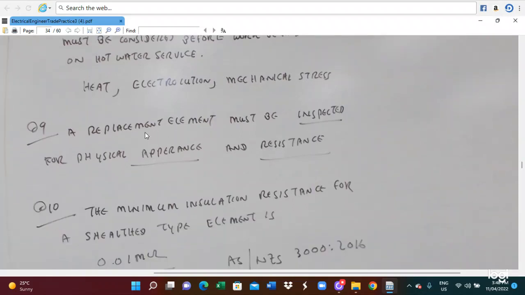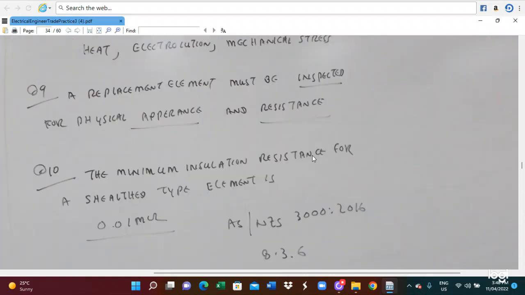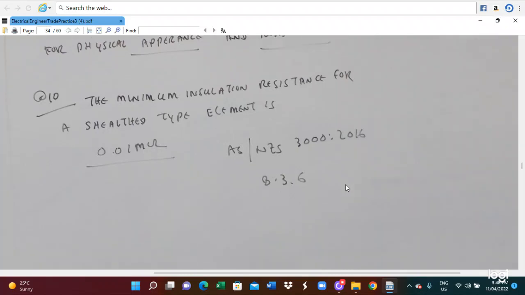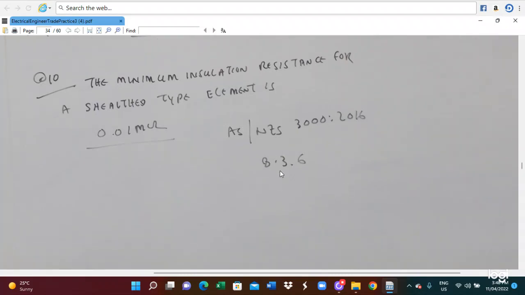A replacement element must be inspected for physical appearance and resistance. The minimum insulation resistance for the heating element is 1 MΩ. It follows the AS/NZS 3218 edition, clause 8.3.6.